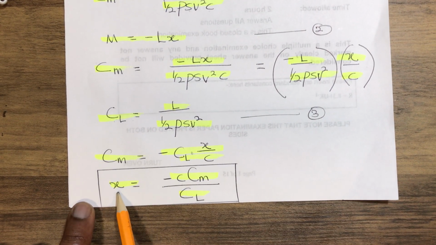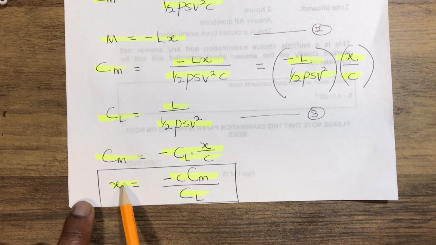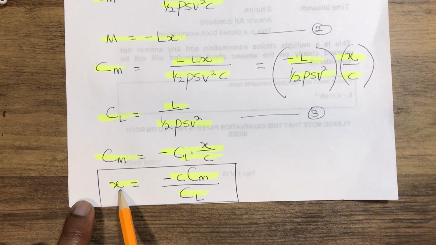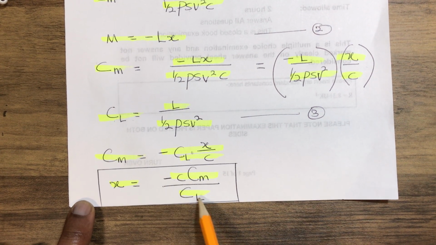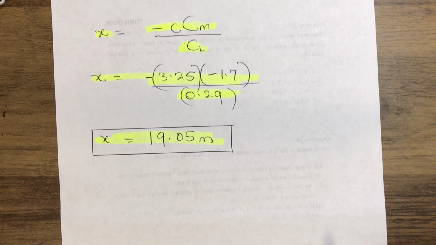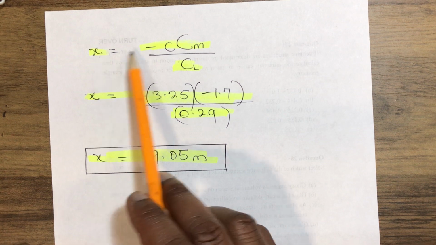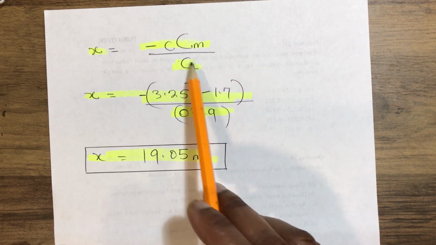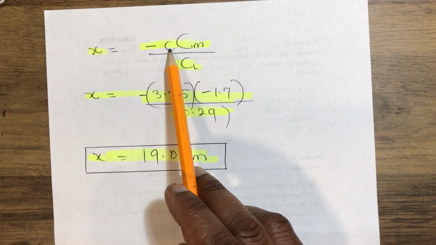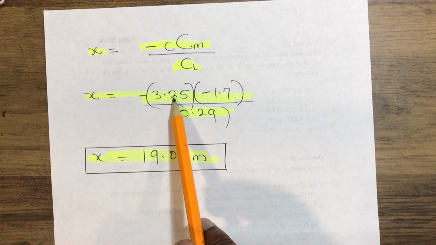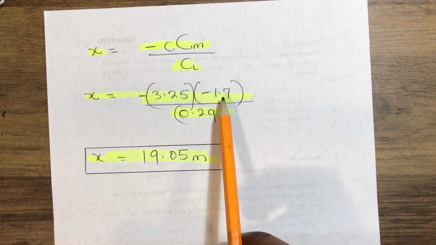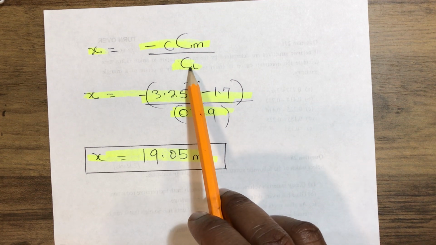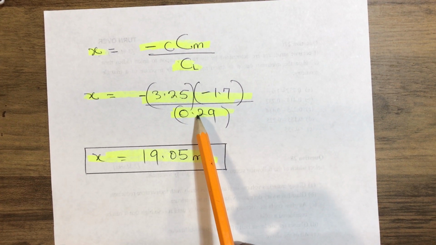From there we have the distance between the nose and where the force of lift is being exerted, which equals x equals negative c times cm over cl. Our c, which equals the chord, 3.25, multiplied by our coefficient of moment, which is given as negative 1.7, over our calculated coefficient of lift, which is 0.29.